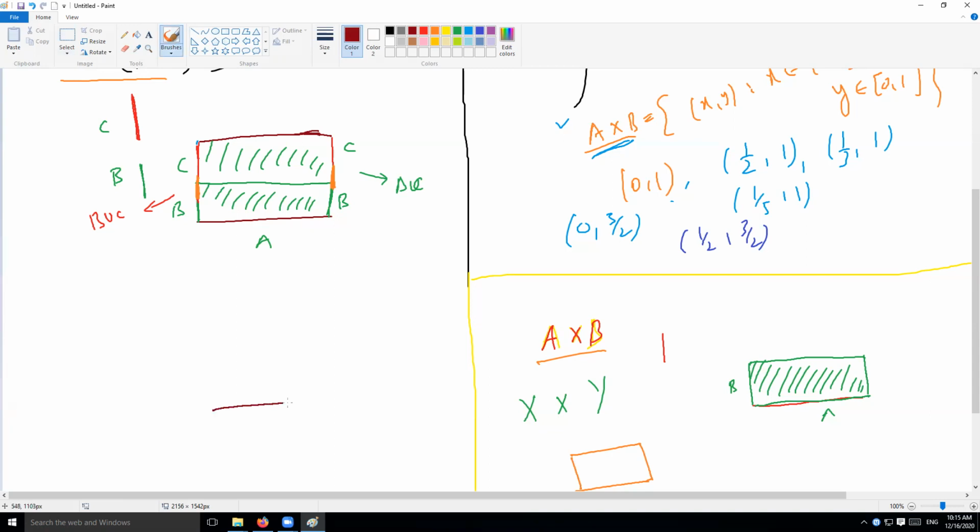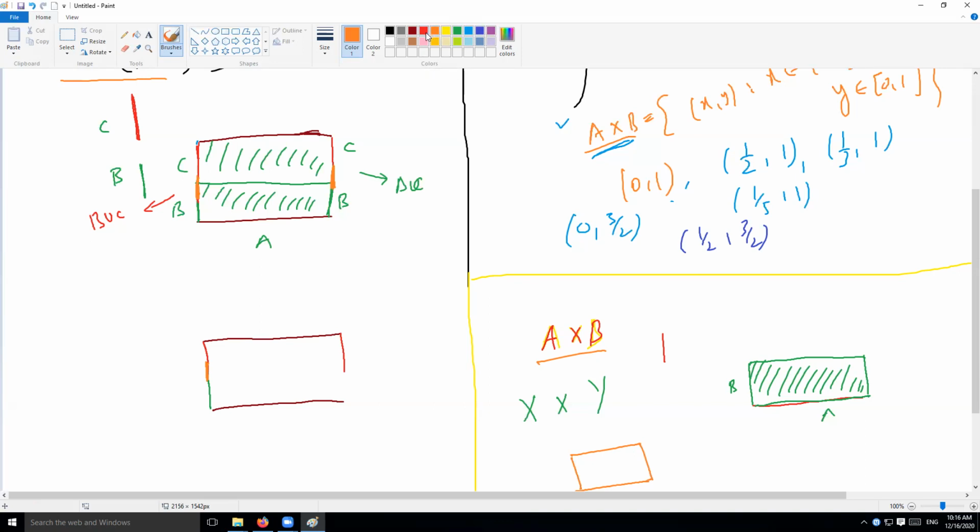So this is my A. And let's make another copy of A, because I want the cross product to be a rectangle. And this is my C. And say this is my B. And this part is, say, common in both actually. Again, this is my C. All right, this is my C.